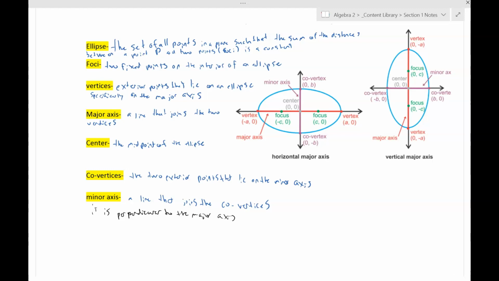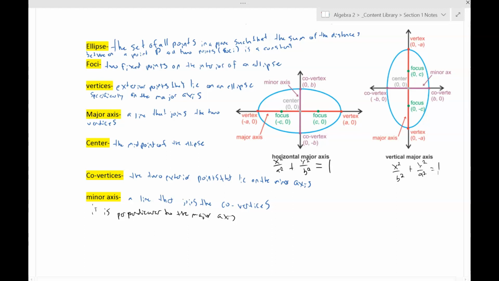Okay, now we have all these values, this a, this b, this c. These are all related, and we're going to talk about how these values are going to be used to graph these equations. For an equation of an ellipse with a horizontal major axis, the equation is x squared over a squared plus y squared over b squared equals 1. And a vertical major axis is very similar: x squared over b squared plus y squared over a squared equals 1.